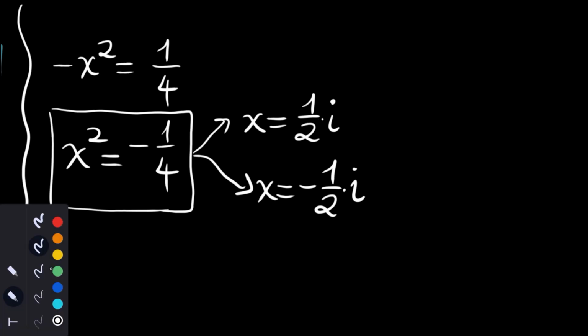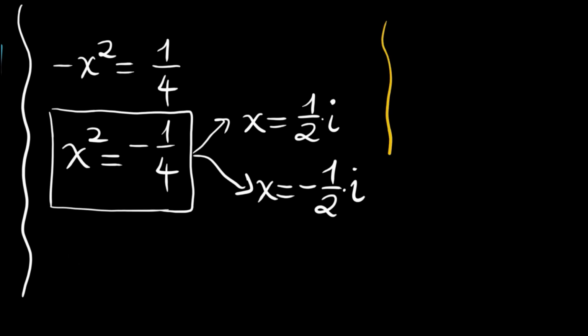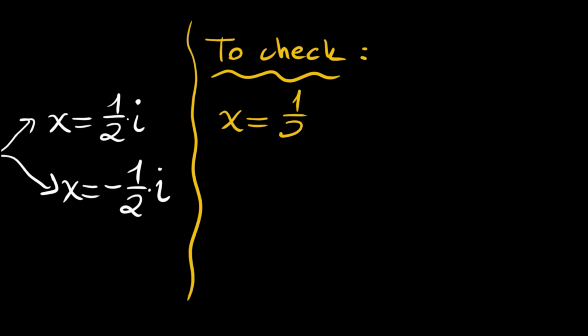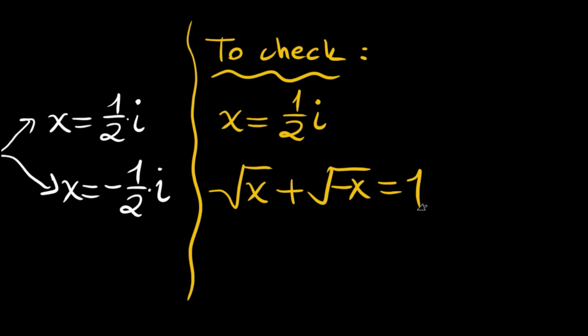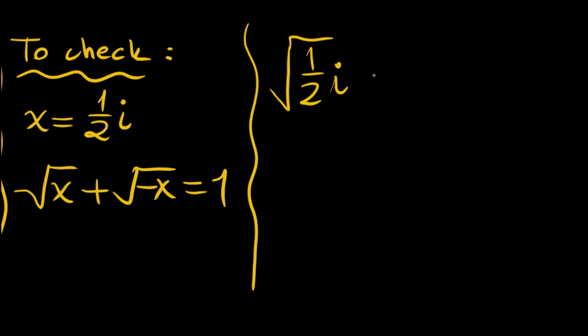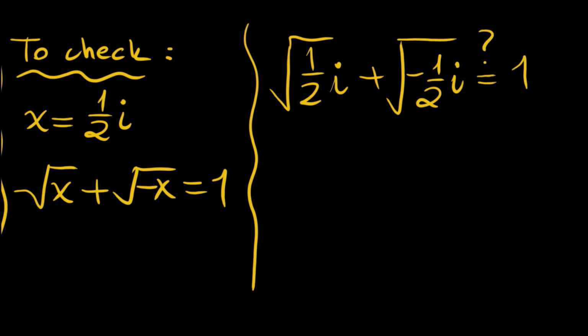Let me check for you at least one of them. Let's check the first one. To check, let x be 1/2 times i. We have the original equation, root x plus root minus x is equal to 1. Then we will have root of 1/2 times i plus root of negative 1/2 times i, is equal to 1. We want to check this actually.